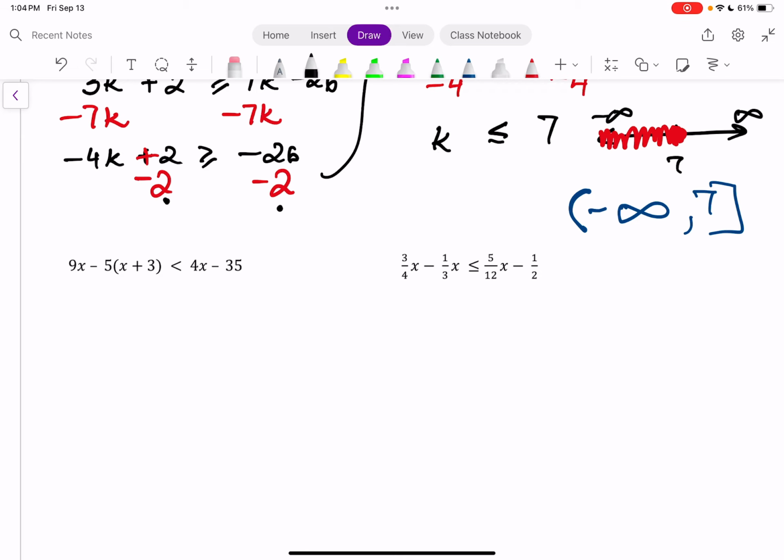Okay. Here it is. Distribute if you see parentheses.